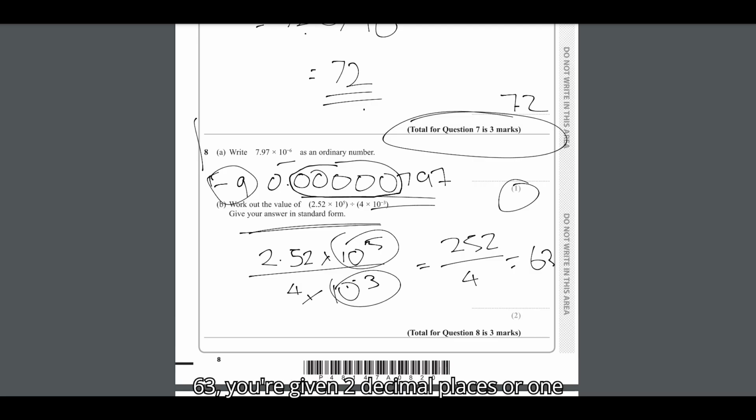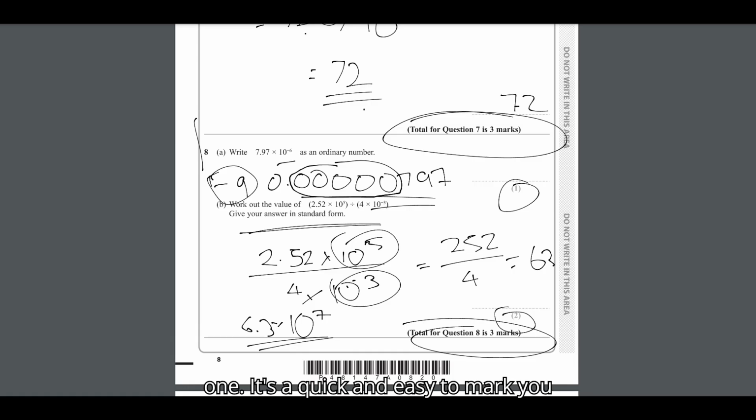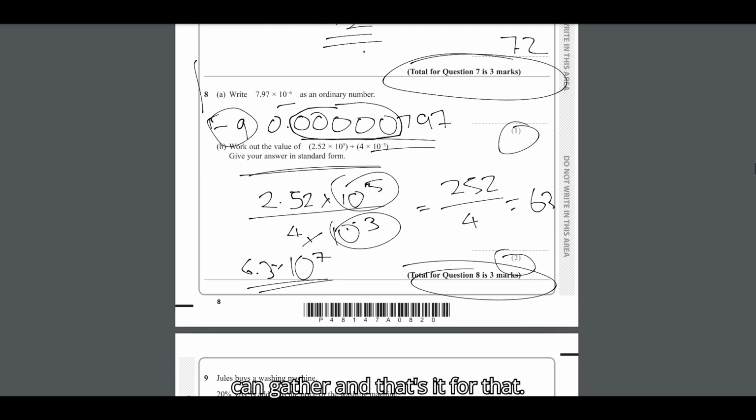Now you're given 63, you move 1 decimal place from the right. That will give us a value of 6.3 multiplied by 10 to the power of 7. And that will be your answer for this one. It's a quick and easy 2 marks you can gather, and that's it for that.